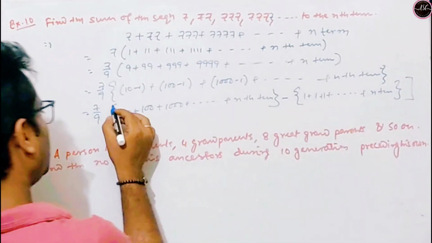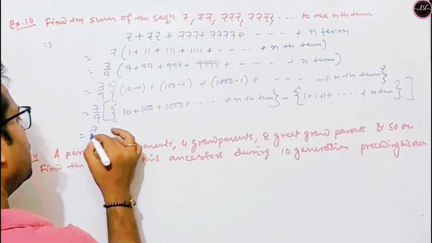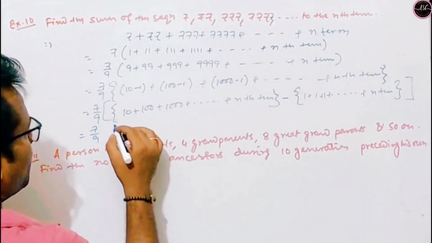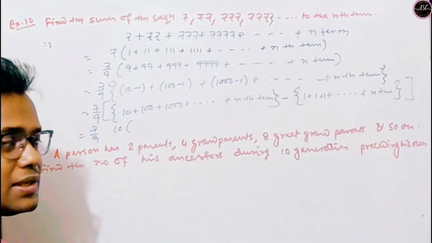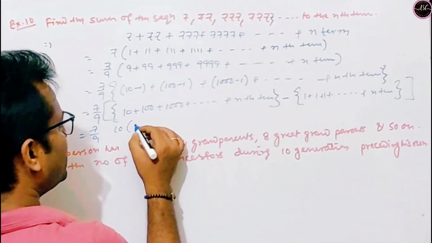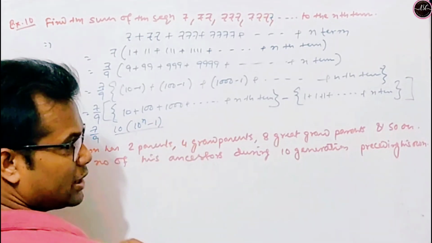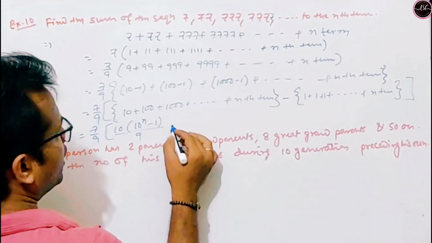Okay. So there will be two sections. This first one is a GP, so we know the formula. Just apply it. Here the first term will be 10, and here R is greater than 1. So R to the power n, that means 10 to the power n minus 1, divided by R minus 1, that means 10 minus 1, that means 9. Okay.